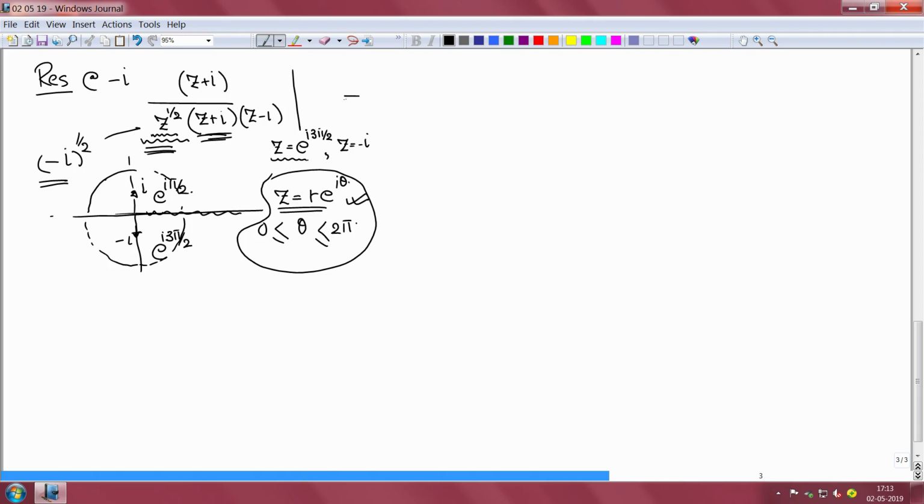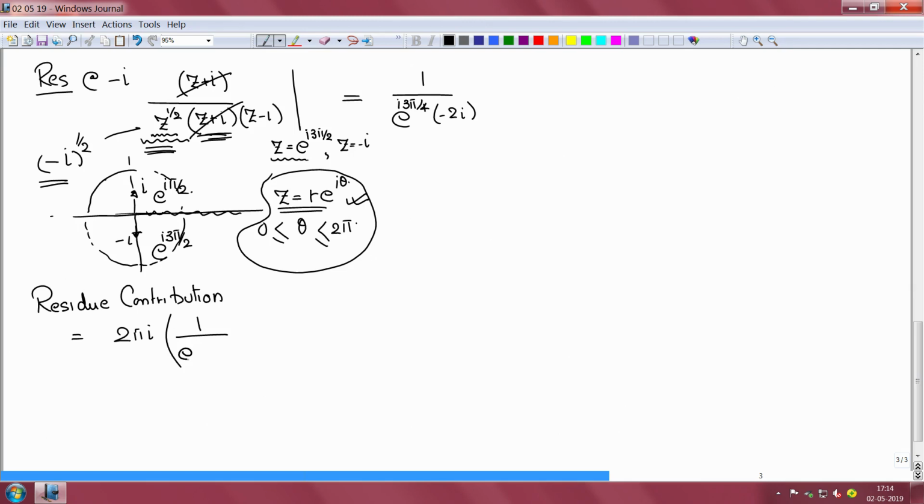Okay. So now this gives me 1 over e to the power I 3 pi by 4 into minus twice I. So the residue contribution is equal to twice pi I into 1 over e to the power of I pi by 4 twice I plus 1 by e to the power of I 3 pi by 4 into minus twice I.